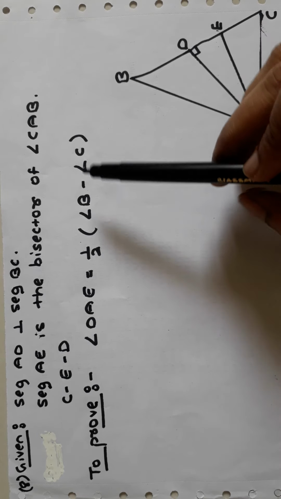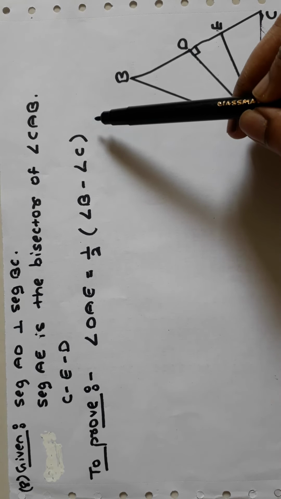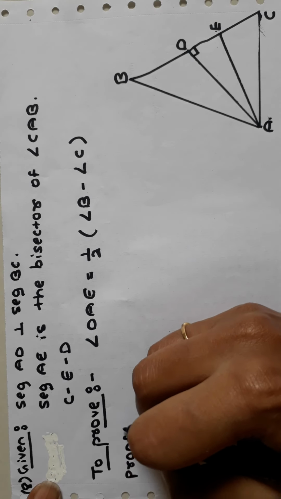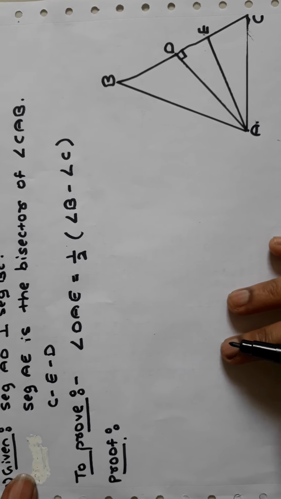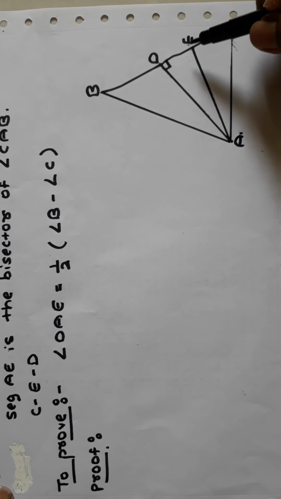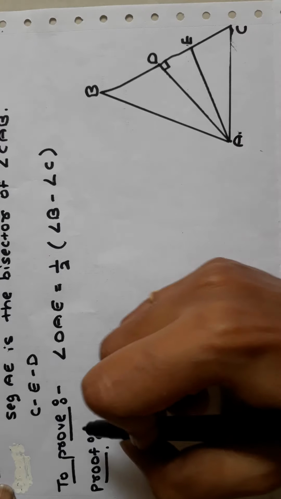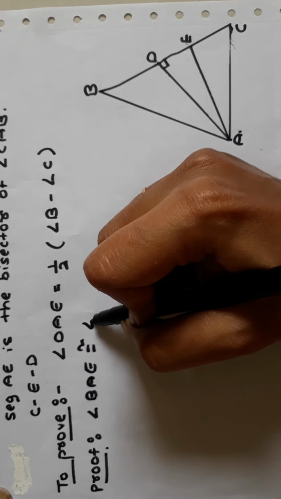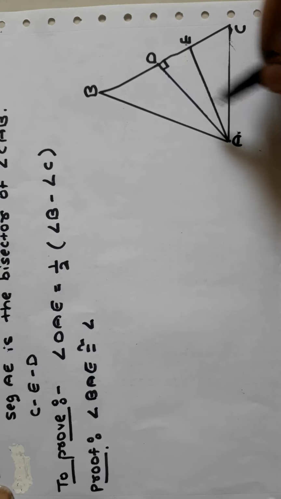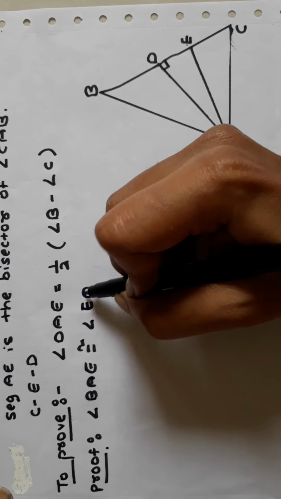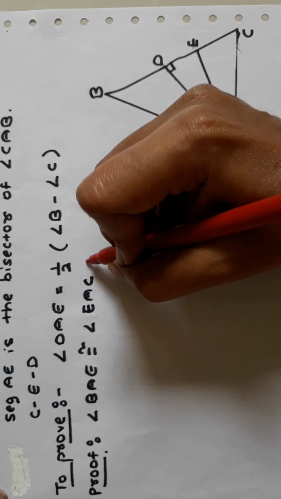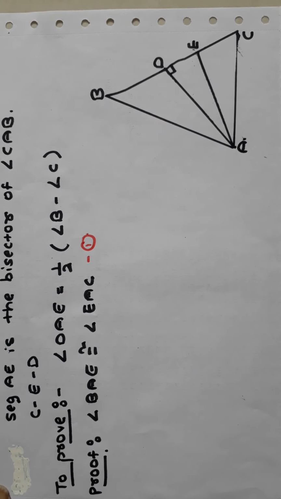There is a correction in the textbook. It is angle B minus angle C. Proof. AE is a bisector of angle BAC. So that means angle BAE is congruent to angle EAC. This is because AE is the bisector of angle BAC.